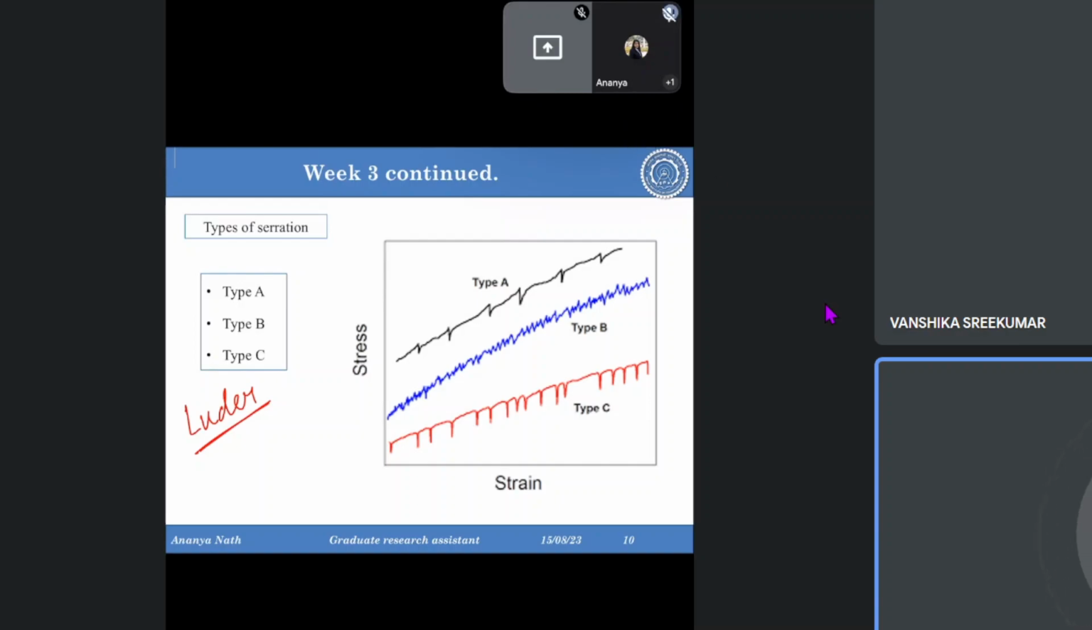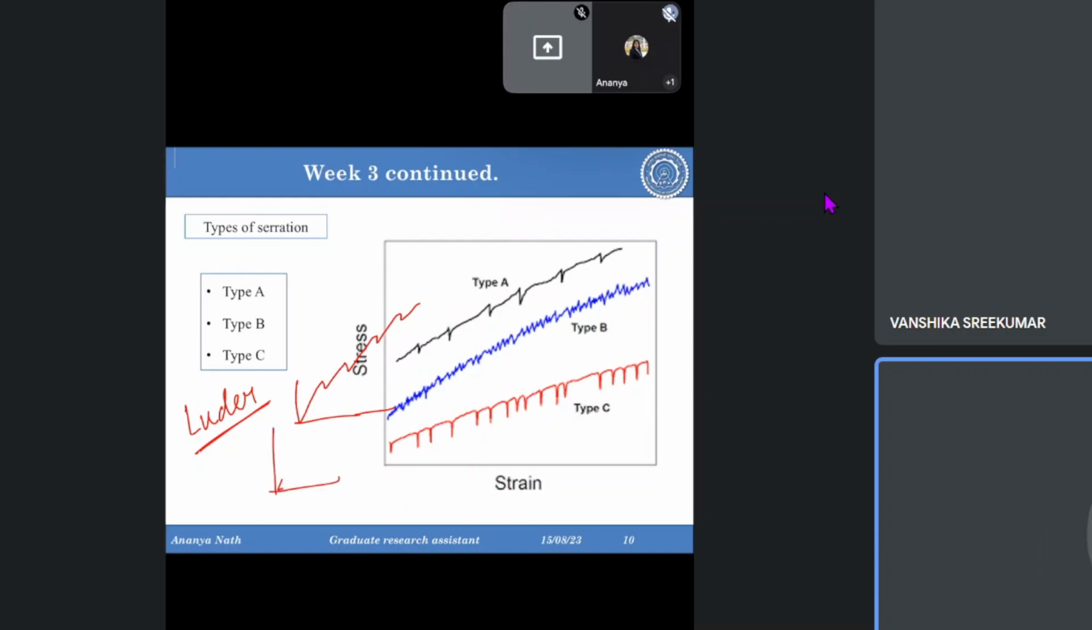Continuous movement means the solute atom is restricting the movement, again the dislocation is trying to move. It has moved some length, but again the solute atoms have restricted the dislocations. This type of thing happens, so the movement is somewhat like this, then again, then again. Continuous movement.